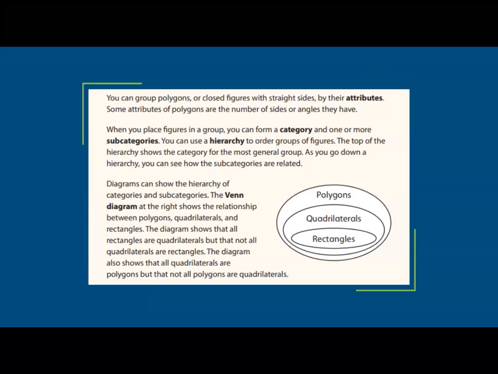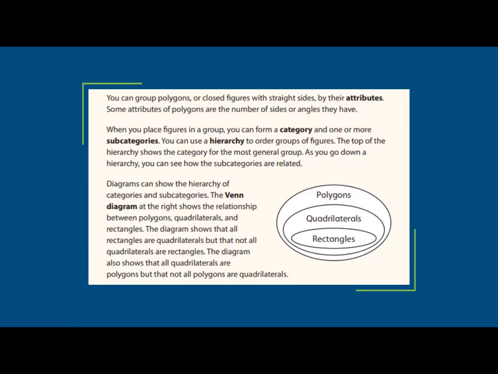The top of the hierarchy shows the category for the most general group. As you go down a hierarchy, you can see how the subcategories are related. Diagrams can show the hierarchy of categories and subcategories. The Venn diagram at the right shows the relationship between polygons, quadrilaterals, and rectangles.